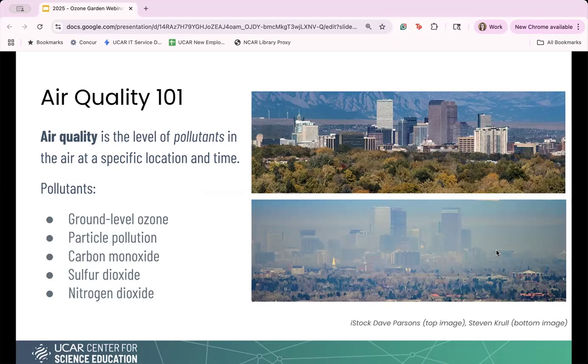So air quality, when we're talking about that, it's the level of pollutants in the air at a location and time. And pollutants can include such things as ground level ozone, particles, carbon monoxide, sulfur dioxide, nitrogen dioxide. There are others also, but I've included this image here to show you that sometimes pollution is visible. And in this example, we have that lovely brown cloud over a city. So it's definitely a visible example in this one. But also, as we hopefully all know, not all air pollution is visible.